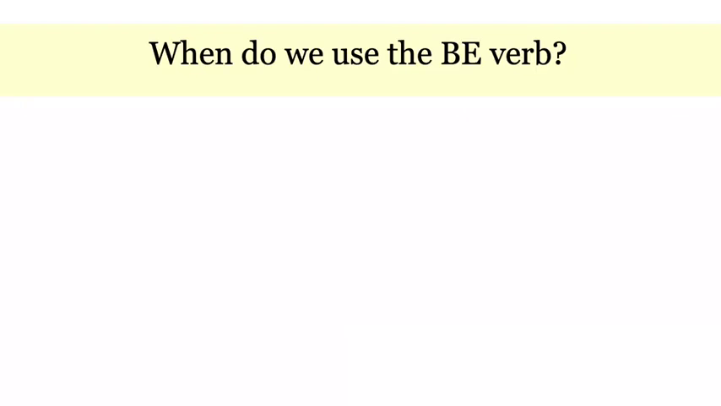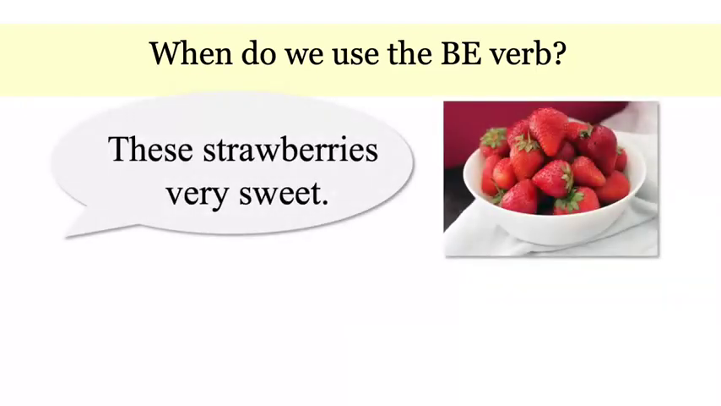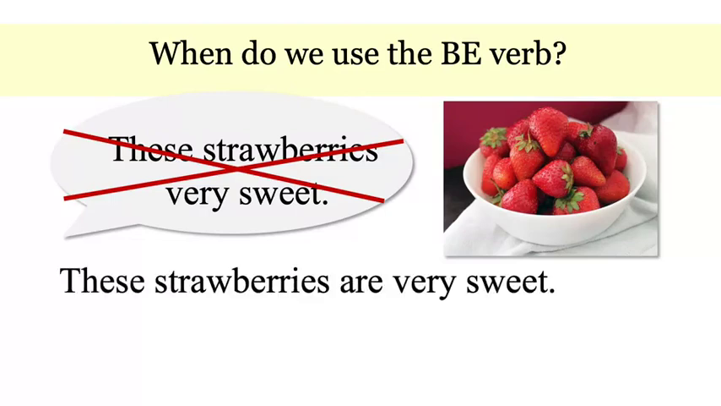If you say, "These strawberries very sweet," I understand, but the grammar is incorrect. There is no verb in this sentence, and every sentence needs a verb. So we use the be verb. The strawberries are sweet. And here, are is the be verb that connects the strawberries to the adjective sweet.